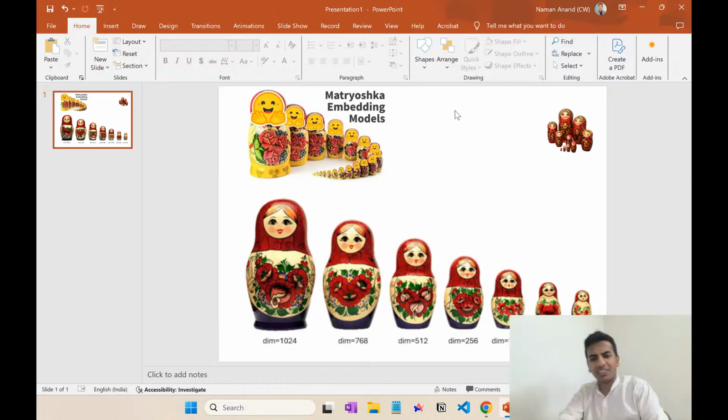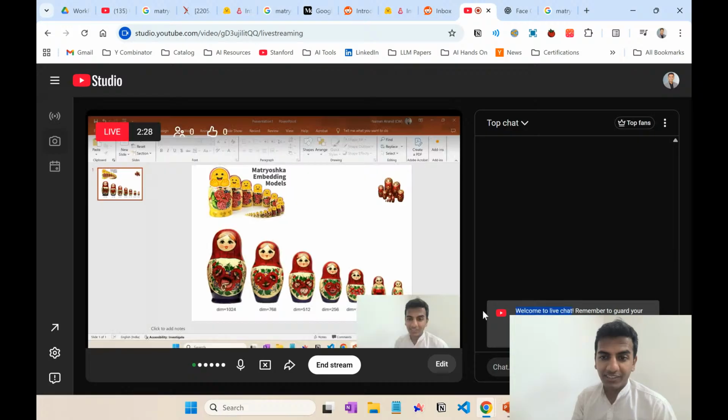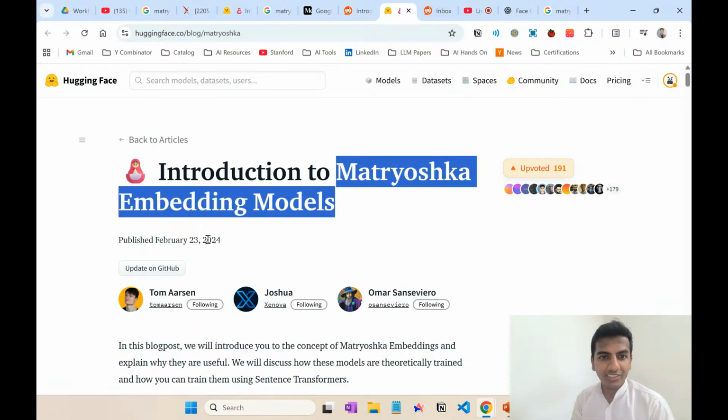So what do you understand? It's like a compression. Say there are 1024 embedding dimensions, and I don't want to utilize the complete embedding space, so I use only the first 768. Then 512, then 256, 128, then 64 and 32. There are a lot of embedding models, and what's very interesting is they have a good blog on Matryoshka embedding models.